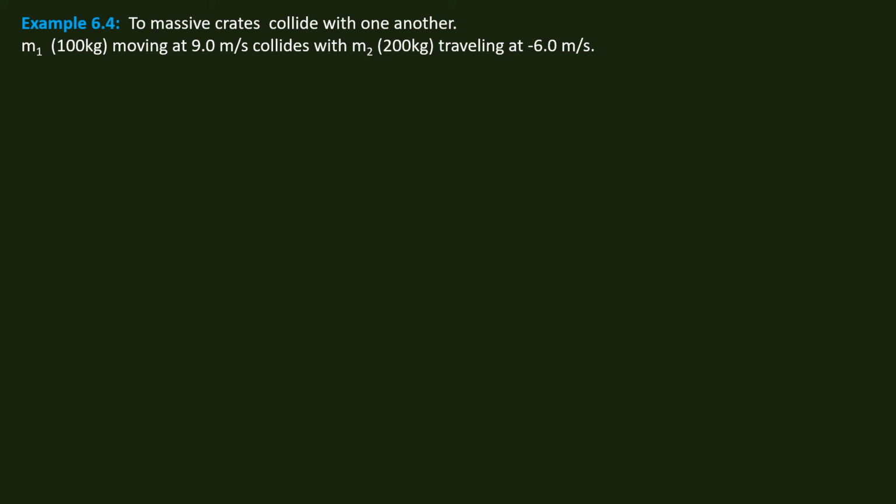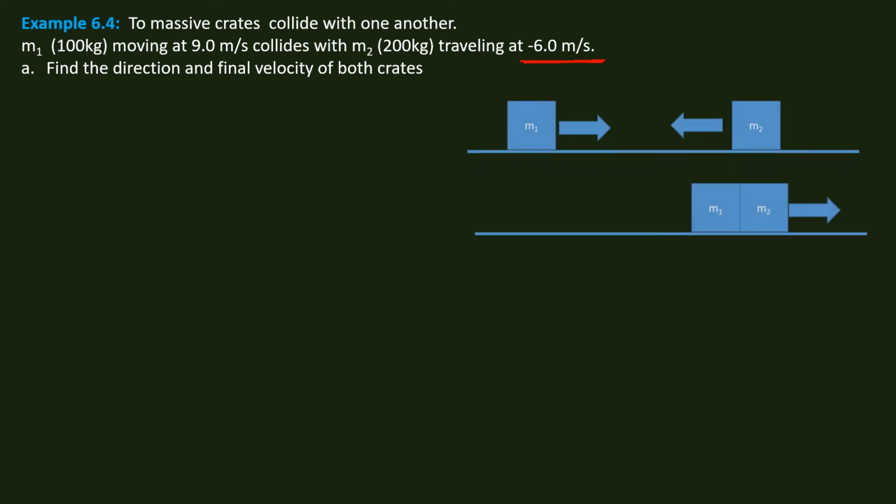Okay, let's look at another example. Two massive crates collide with one another. M1, being 100 kilograms, moving at 9 meters per second, collides with M2, 200 kilograms, traveling at -6 meters per second. Notice in this case they are giving you a negative sign, because that's the only way you would know that the two crates are heading into each other in a collision. Find the direction and velocity of both crates. Okay, so let's do that.